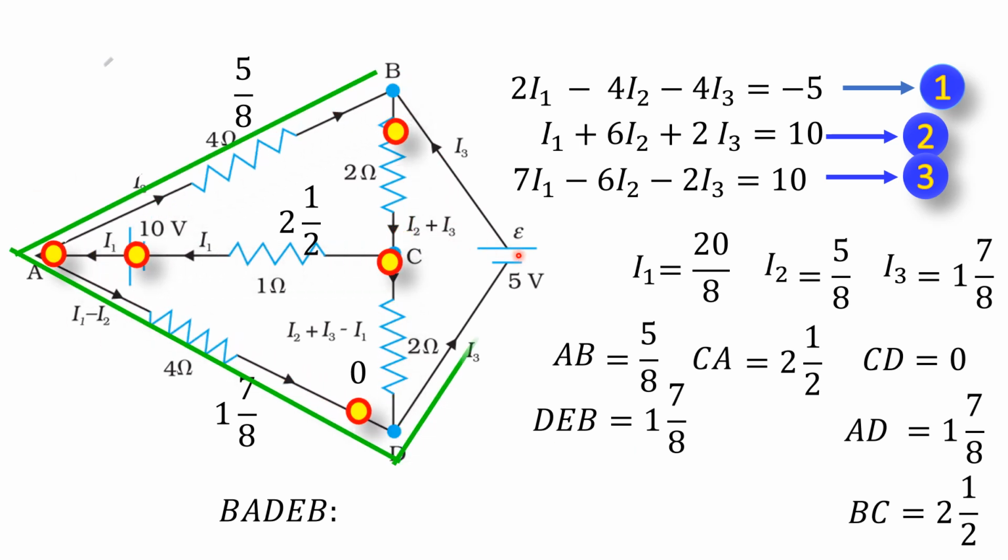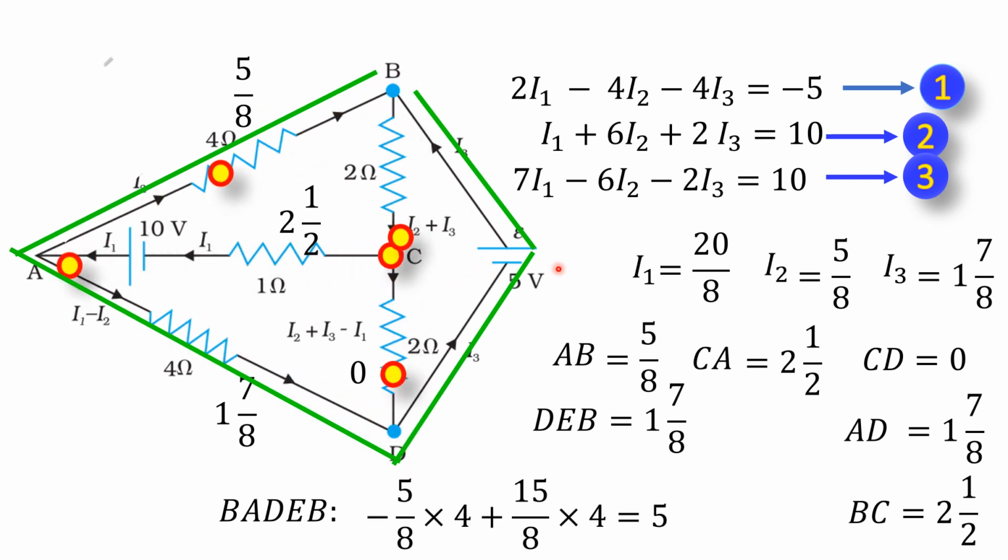So for this we consider the BADEB loop. Here in this case the current and the loop directions are in opposite directions. Here the current and loop directions are in the same direction. So we give a negative sign here, we give a positive sign here. The sum of these two values is equal to 5 volt. So that is equal to minus 5 by 8 into 4 plus 15 by 8, that is this value is equal to 15 by 8.